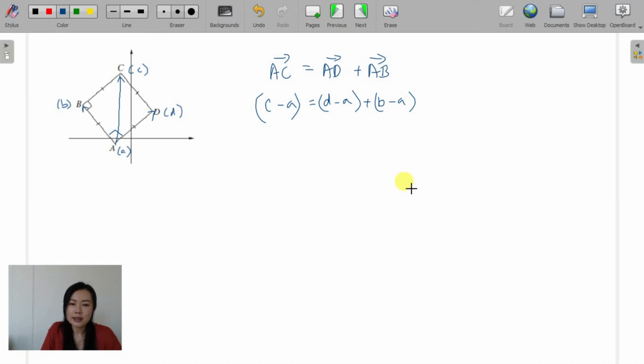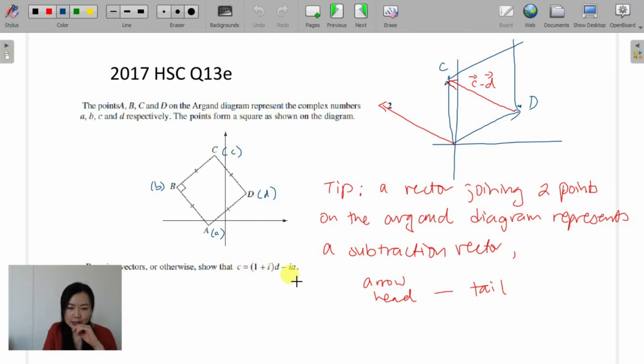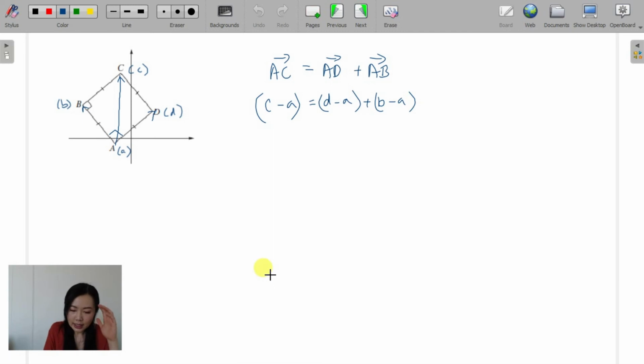Now, another thing is, if you look at the expression you're trying to prove, firstly there is no B, so you need to find a way to get rid of the B. Secondly, they gave you the fact that this is a square, so you should utilize it. The most common way to use a square is the right angle, like a 90-degree rotation, so I can see that AB is equal to AD times i, rotated 90 degrees anti-clockwise.